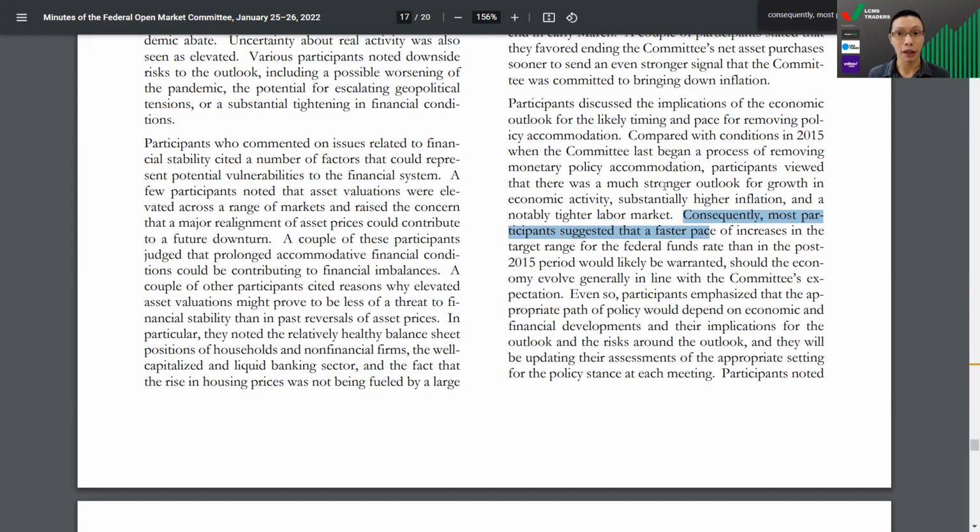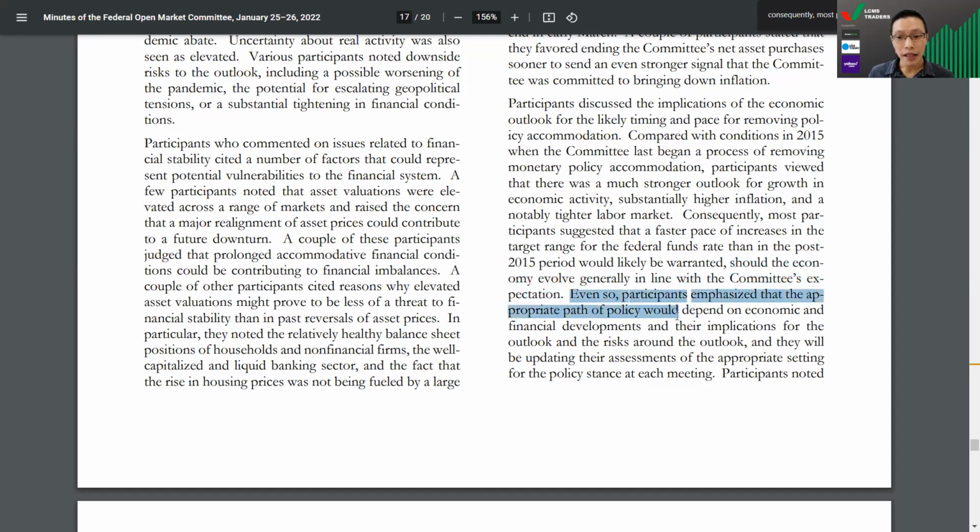So something good over here, right? Something hawkish. That means they are likely going to increase interest rates faster than back in the 2015 period when they were actually doing rate hikes, should the economy evolve generally in line with the committee's expectations. Of course, if the recovery were to carry on being strong and inflation continues to rise very fast, run hot, run wild, then the FOMC will probably hike rates faster than back in 2015 when they did it the last time.